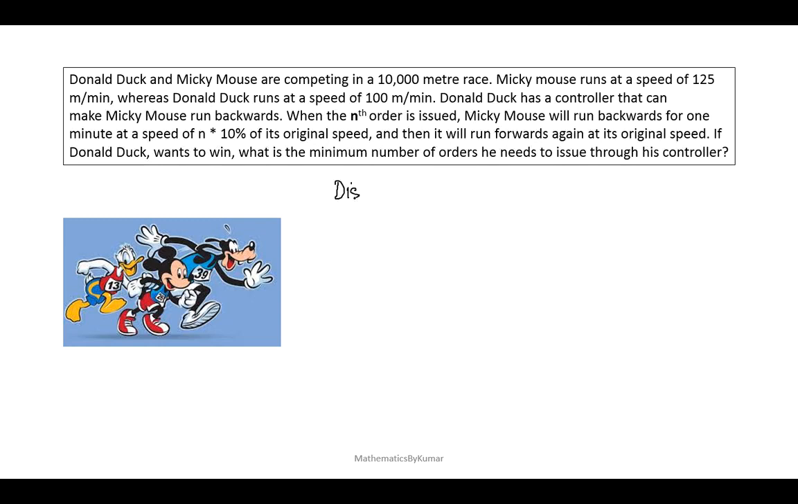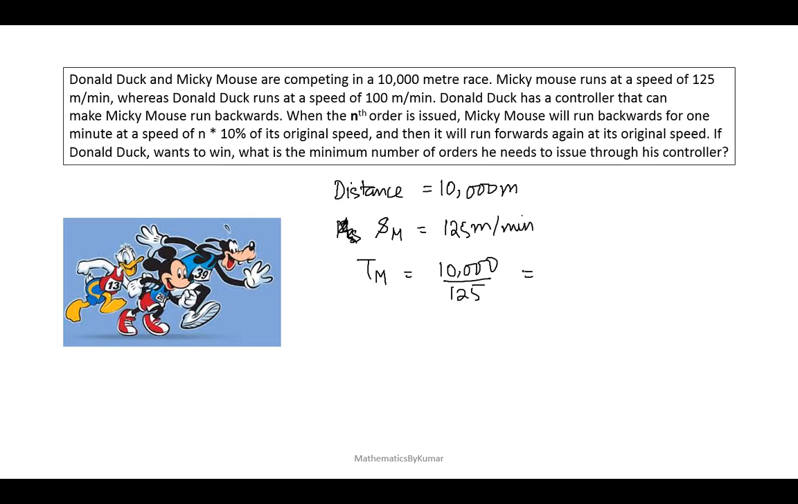Total distance is 10,000 meters. The speed of Mickey, or rather let's write speed of Mickey rather than Mickey's speed. Speed of Mickey is 125 meters per minute. So the total time that Mickey will take will be nothing but 10,000 by 125. This will come out to be around 80 minutes.